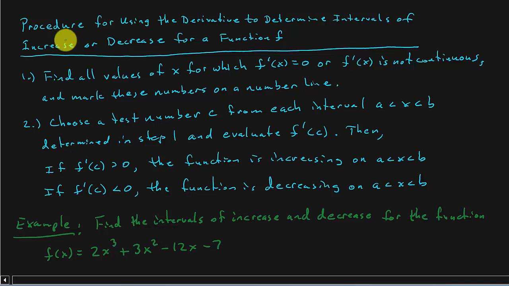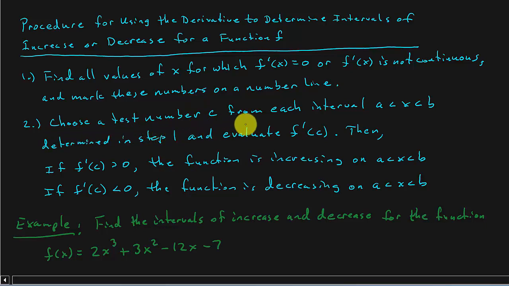So, procedure for using the derivative to determine intervals of increase or decrease for a function f. Find all values of x for which f prime of x is equal to 0 or f prime is not continuous, and mark these numbers on a number line, and that's going to break your number line up into regions.